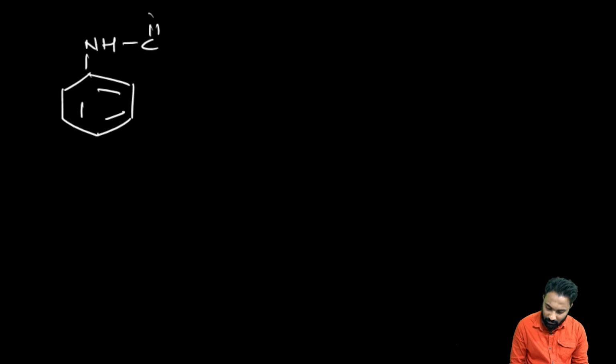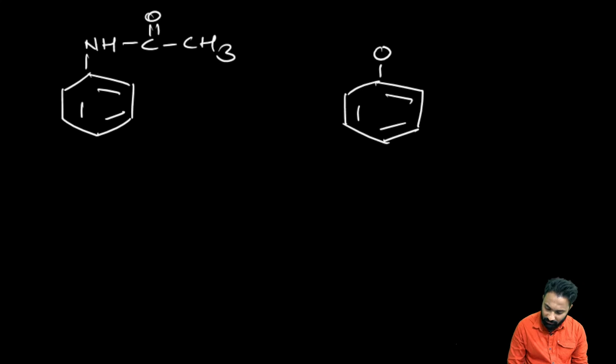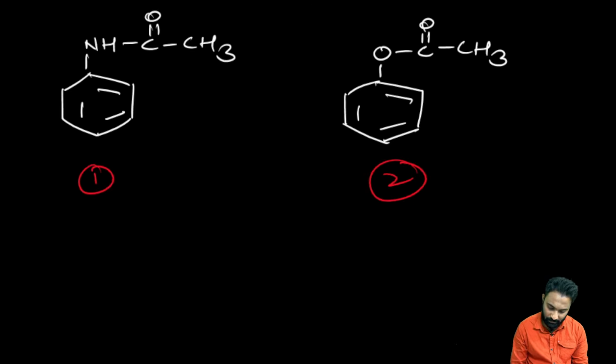Now next, suppose they have given acetanilide. Now this is acetanilide. Can anyone say, for the acetanilide and the phenyl acetate? Now this is one, phenyl acetate. Among the acetanilide and the phenyl acetate, will this acetanilide show plus M effect or minus M effect? Can anyone say?